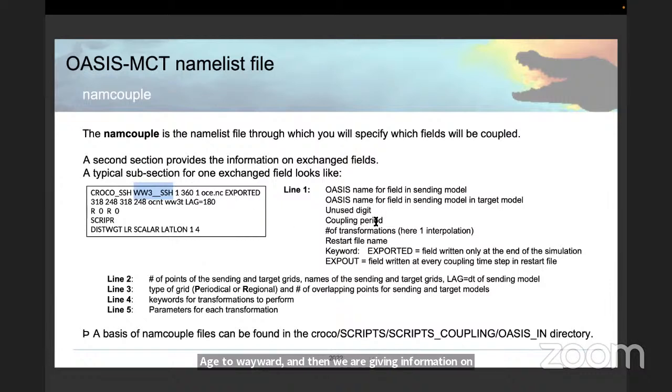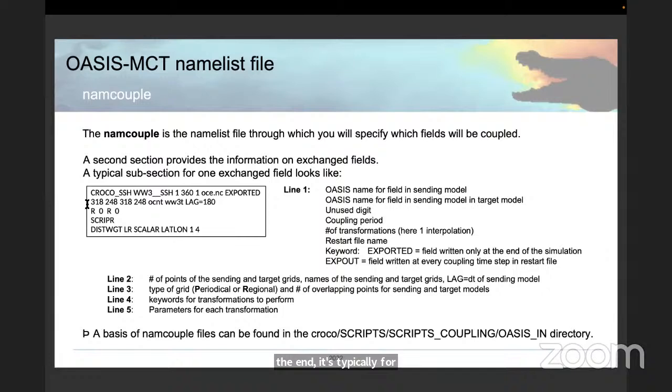And then we are giving information on the coupling period. The digit before is not used. And then there is a digit that is the number of transformations that we will prescribe. You remember maybe time or space transformation. And here is the name of the restart file. And finally, exported here is a keyword to specify to Oasis if the fields are written at each exchange in a given file or just at the end. It's typically for debug.